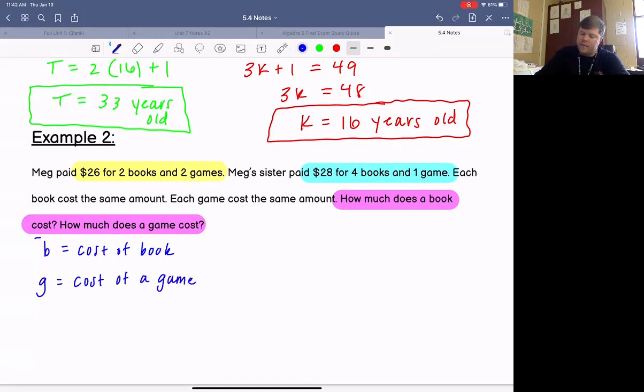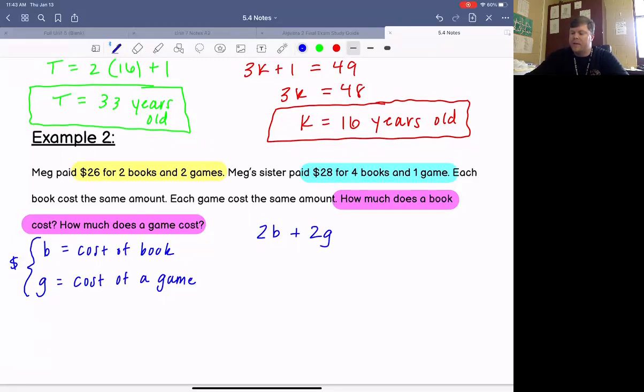Both of these variables are measured in dollars, because we're talking about cost. If you take a look at the yellow highlighted part, it's $26 for 2 books and 2 games. So if you think about it, 2 books times the cost of a book, so 2 times B, plus 2 times G, so 2 times the cost of a game.